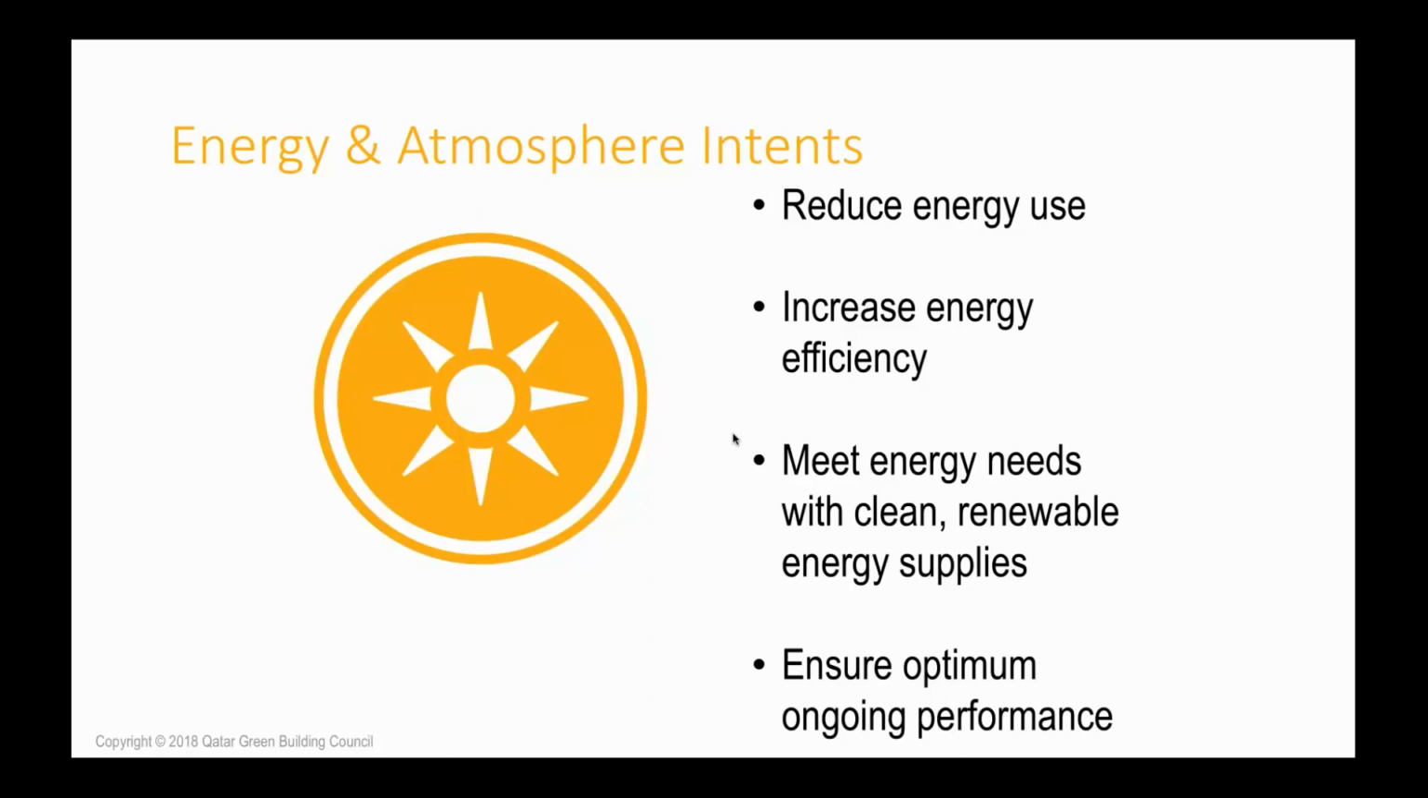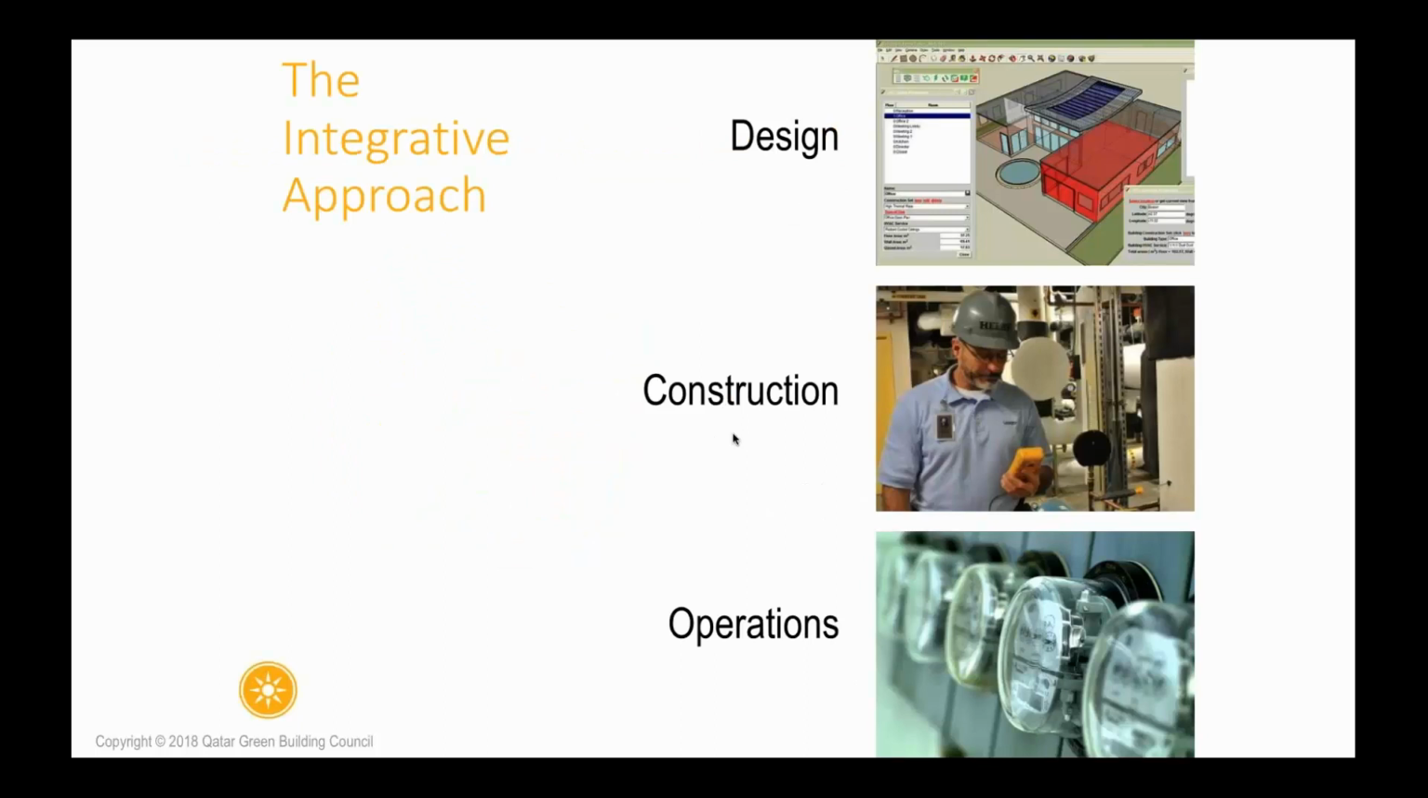So it's important to understand the sequence: first of all, we need to deal with how to minimize our energy demand, then go for increasing energy efficiency, and later consider renewable and clean energy supplies. Of course, it needs to be an integrated approach. Whatever we're designing, we need to consider the construction and operation implications, and vice versa, how operation can impact our design, and how all of that can be dealt with during construction.